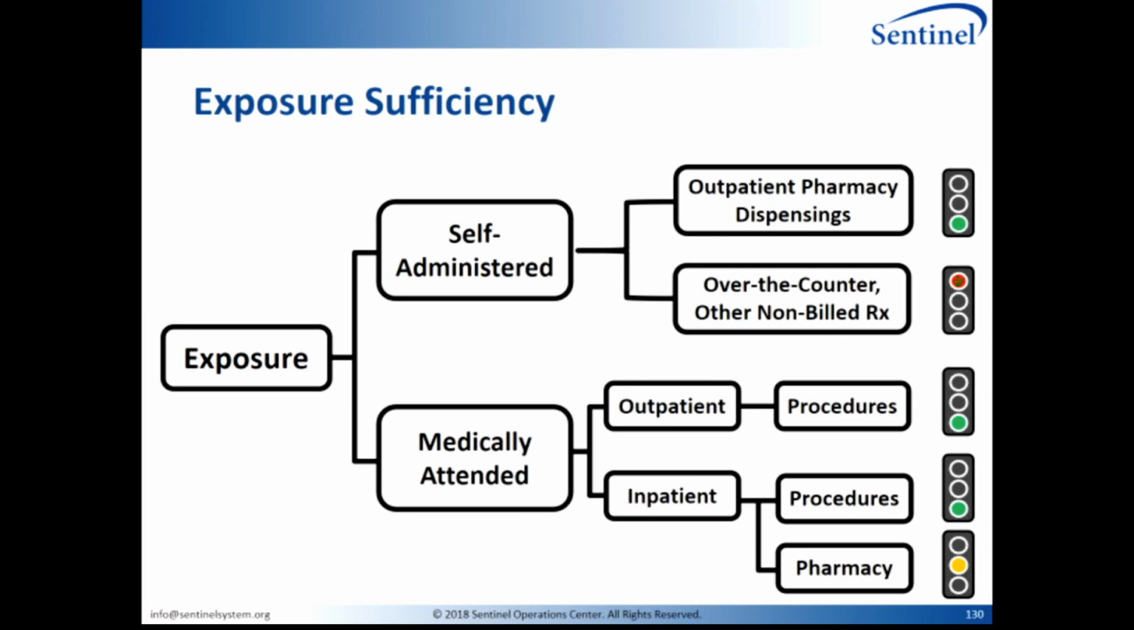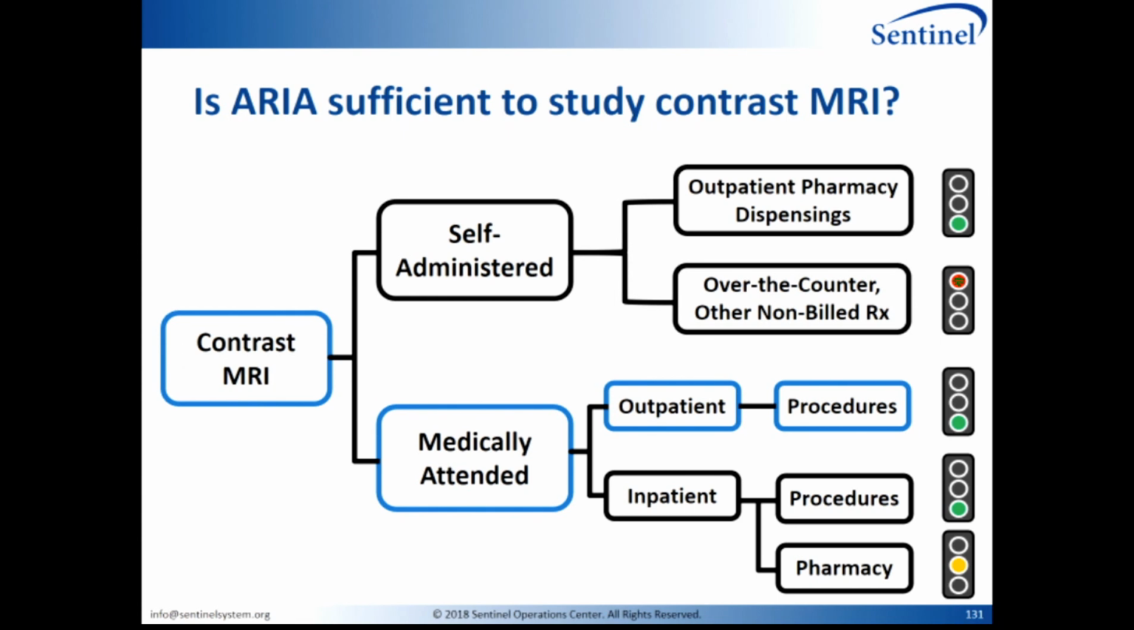For exposure sufficiency, you can see here that there are several green pathways to get to an exposure that is workable for the self-controlled risk interval tool. In this case, we want to know, is ARIA sufficient to study contrast MRI or MRA? In this case, because contrast MRI is medically attended, it's an outpatient procedure, we can identify it in claims, and we can use it for the self-controlled risk interval tool.